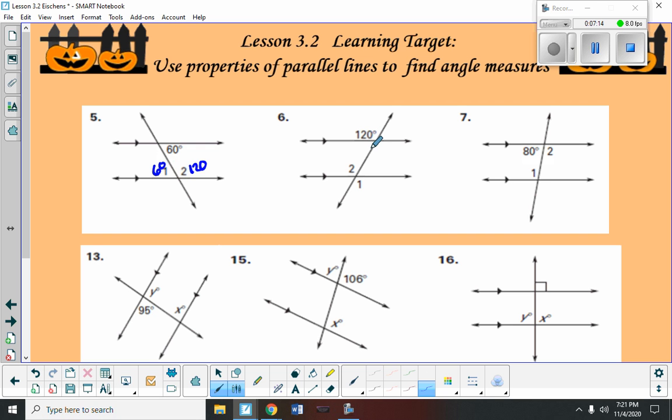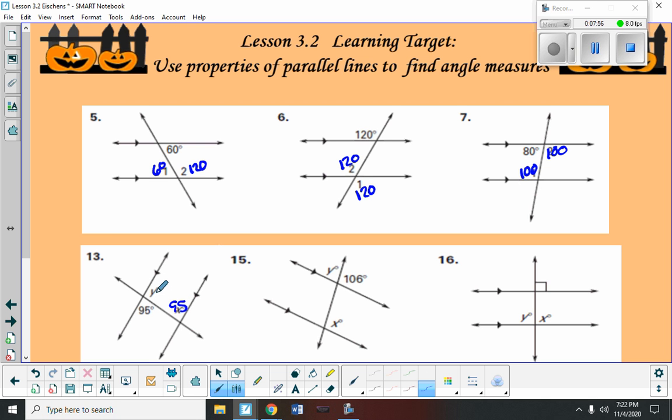Here, this 120 and this one, these are alternate exterior, so those are both 120. Or if you cover that up, the 120 angle and angle 2 are corresponding. They're both 120. And also angle 1 and angle 2 are vertical, so you would know their size from that. All right, here we have this 80-degree angle, and this is angle 1, so these two are supplementary, which means that this has to be 100, and these are alternate interior, so that has to be 100.